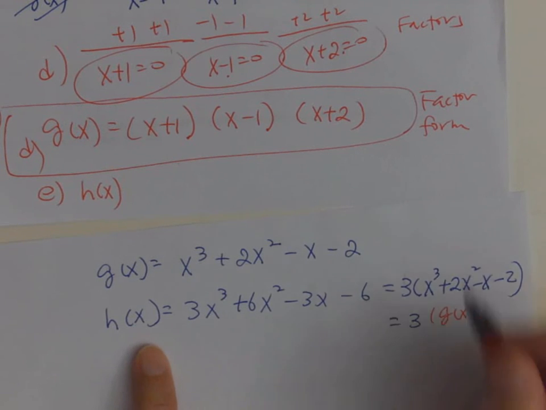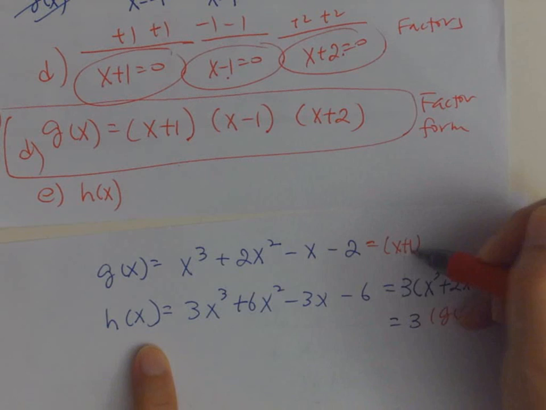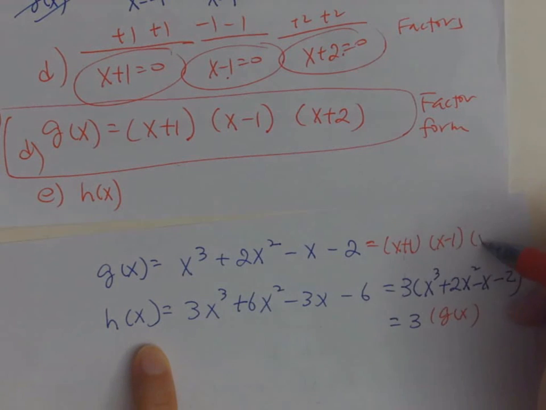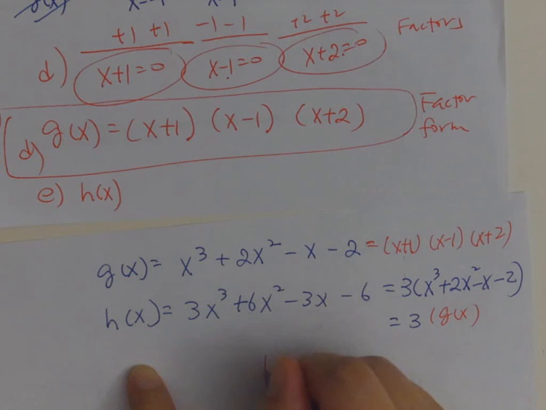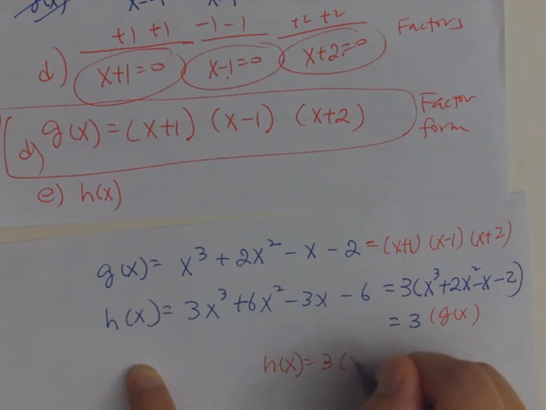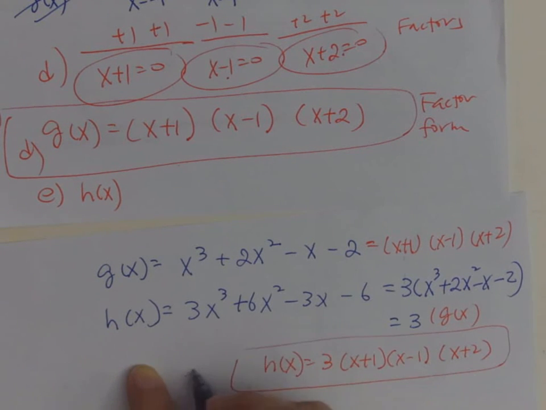So it looks like this is 3 times the g of x, basically h of x. And earlier we said the factors are x plus 1, x minus 1, x plus 2, right? So in other words, h of x is just 3 times these factors: x plus 1, x minus 1, and x plus 2. So that's your E part.